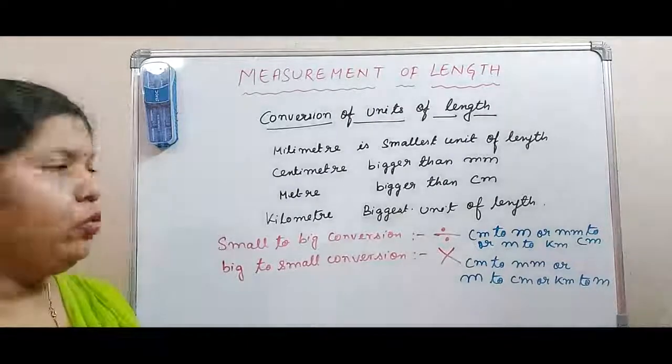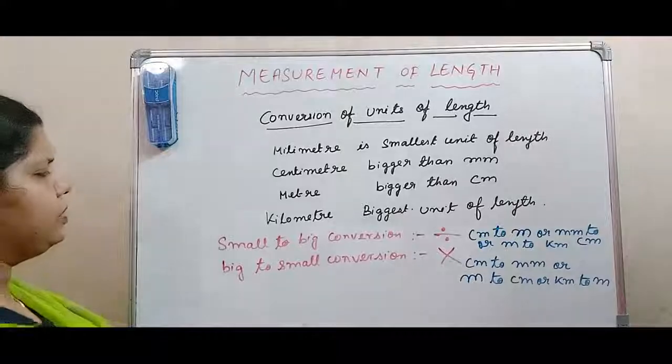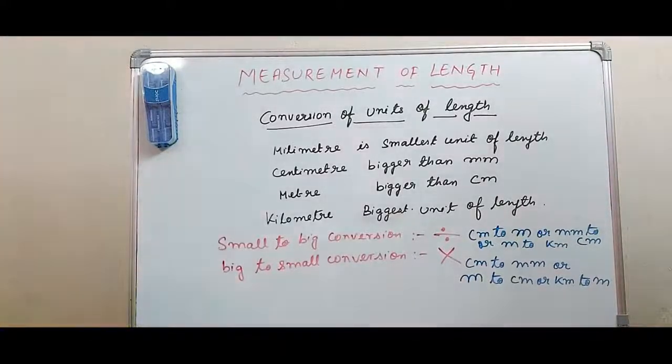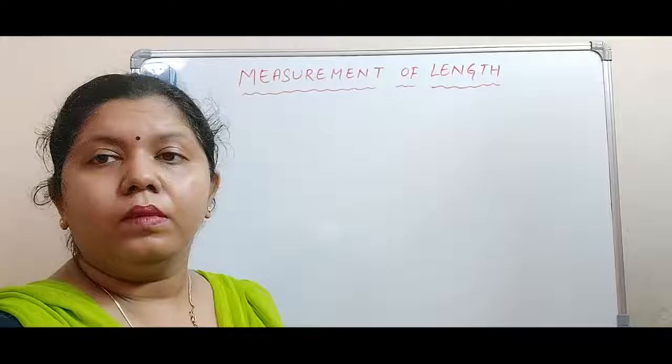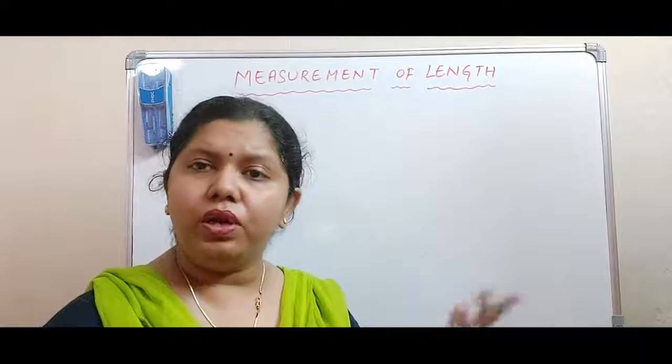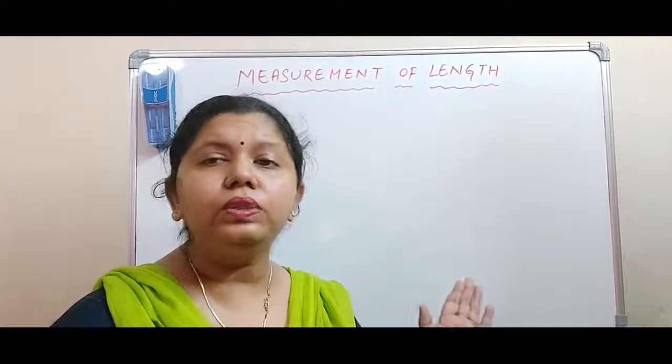I hope this is clear to you. What all conversions come under small to big and what all conversions come under big to small. Now applying these formulas, we have to do the conversion. I will do some examples.